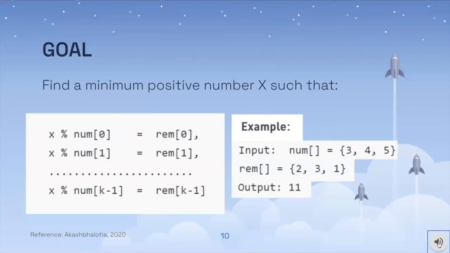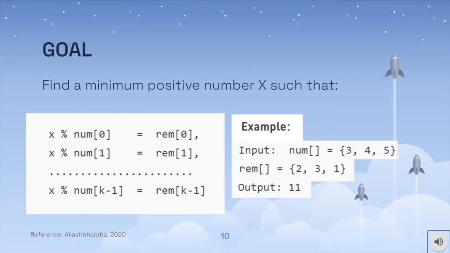The basic goal of our algorithm is to find a minimum positive number x that has the property shown in the picture. On the right is an example in which we have two arrays. The first is the array of numbers, all pairwise relatively prime, which means that if you pick any two numbers from the array, their greatest common divisor is 1. Then we have another array of remainders. As you can see in the expressions above, when x is divided by a number n from the number array, it leaves the respective remainder from the remainder array.